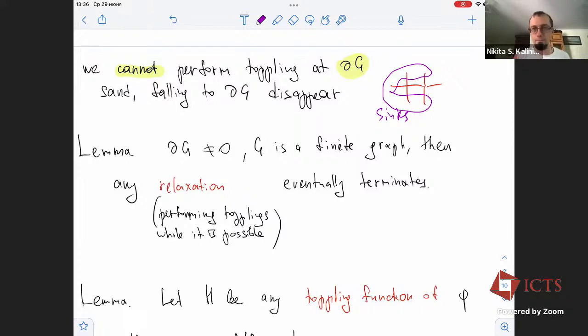And now the first lemma, which is not very difficult. Let's suppose that the set of sinks is not empty and G is a finite connected graph. Then any relaxation eventually terminates. A relaxation is the process where I perform topplings while it's possible. I start with some state, I find a vertex with a big number of grains, at least its degree, its valency. Then I perform a toppling. Then again, if there is at least one vertex with a big number of grains, I perform a toppling. Then I claim that if my graph is finite and the set of sinks is not empty, then this process eventually terminates. Should I explain that or is it clear for the audience?